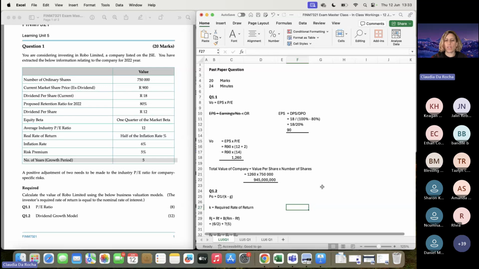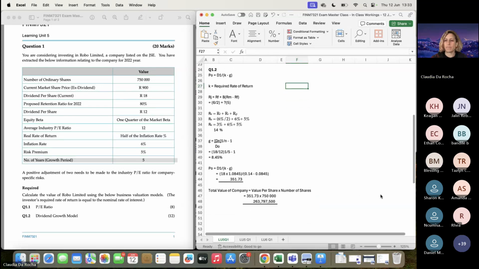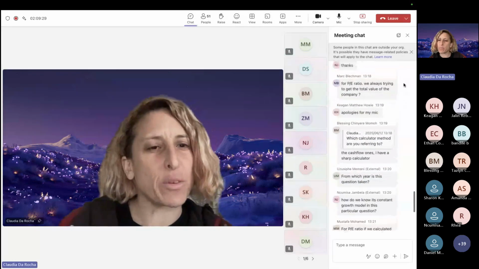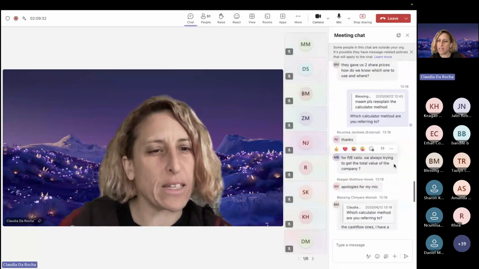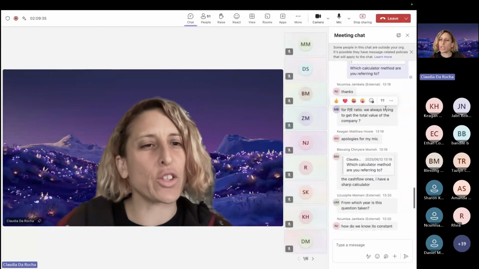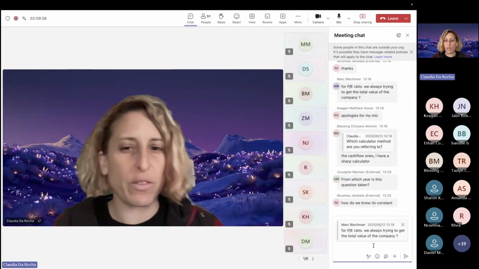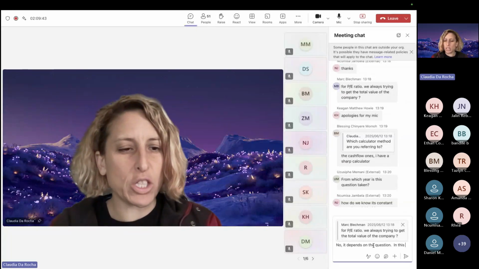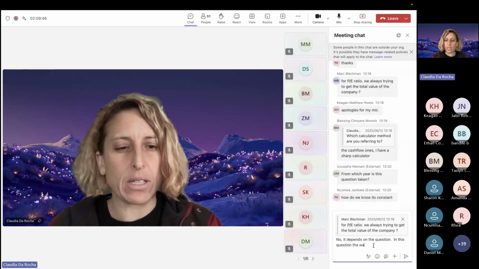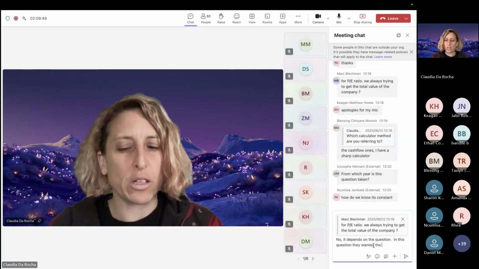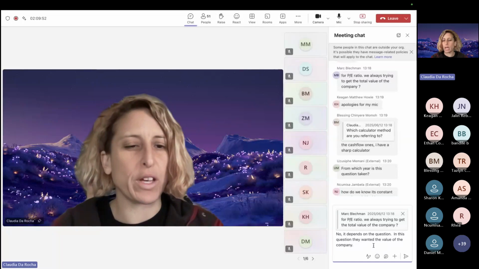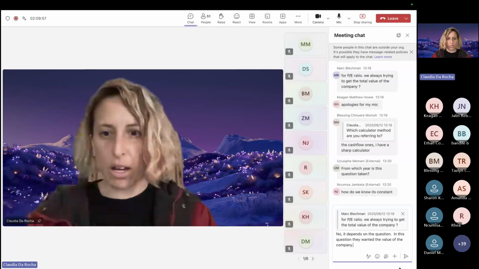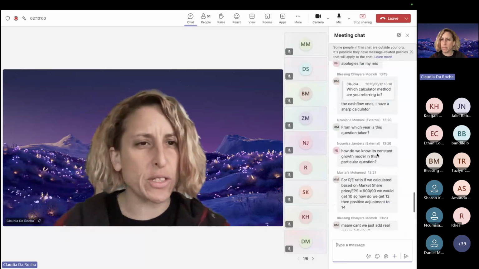Any questions on this question? Okay, so I see from the questions, for P value, are we always trying to get the total value of the company? No, it depends on the question. In this question, they wanted the full value. They want the value of the company, so we have to calculate the total value of the company. If they just wanted the value of the share, then we just calculate the value of the share. You have to just see what the question asks.